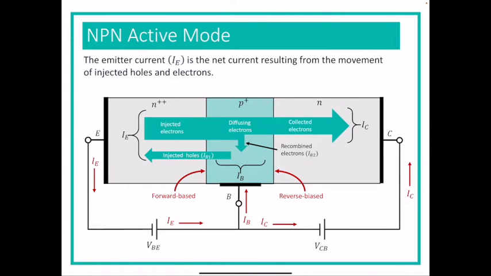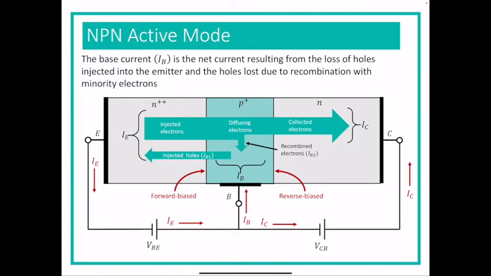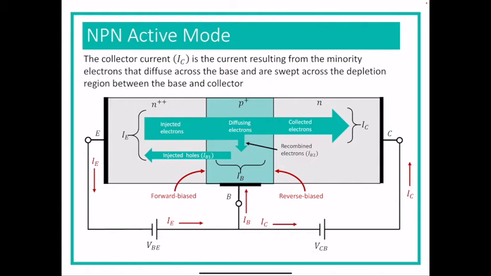The emitter current is basically the combination of the injected electrons and the injected holes. So it's just the movement of those two that makes up the emitter current. The base current is made up of the loss of holes connected into the base, and then also the holes lost due to recombination. And then the collector current is the minority electrons that went across the base and ended up in the collector. So the collector current is just the electrons that make it through the depletion region, and that's all it's based on.